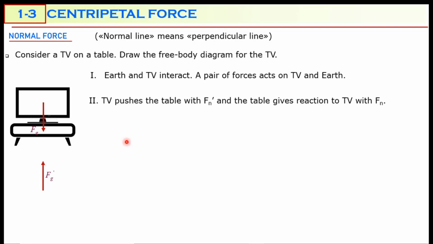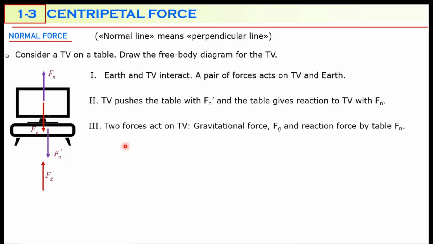Next, the television pushes the table. The television is pushing this table down, so the table must be pushing the television up. I'm going to say that the television pushes the table with Fn prime down. So the table must be pushing the television with Fn up. These two are also action-reaction pairs. One of them is on the television, which is Fn. The second one is on the table, which is Fn prime, down.